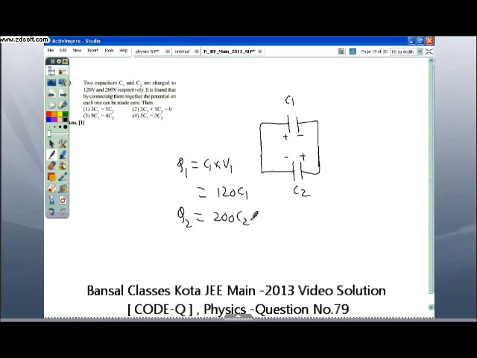So the magnitude of the charge should be equal and opposite. That means Q1 should be equal to the magnitude of Q2. That comes out to be 3C1 equal to 5C2. That means the answer is 1.